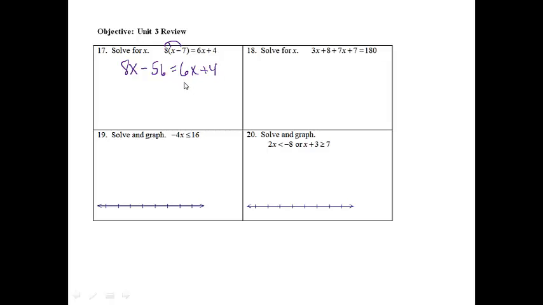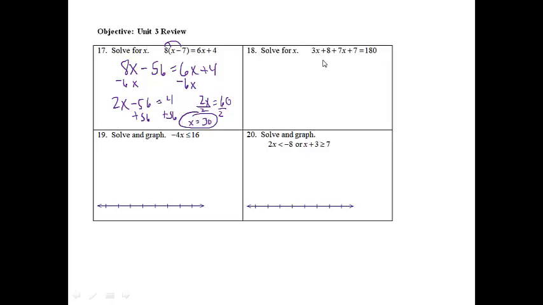Then we want to get the x's on the same side, so I'll subtract 6x from both sides. When I do that, I'll get 2x minus 56 is equal to 4. And then from here, to get rid of minus 56, we'll add 56. So I'll get 2x equals 60, and then I'll divide both sides by 2, and I get x equals 30.